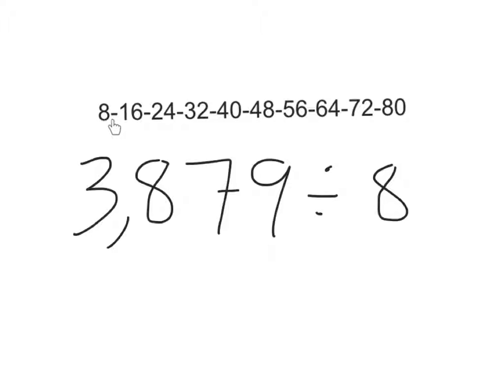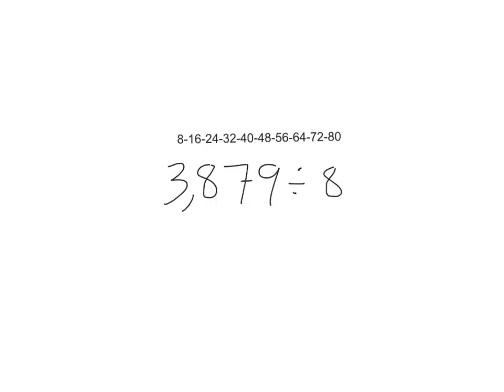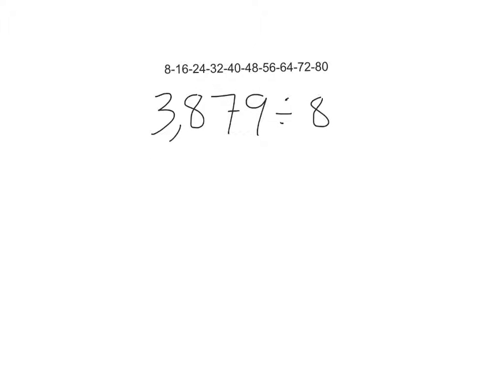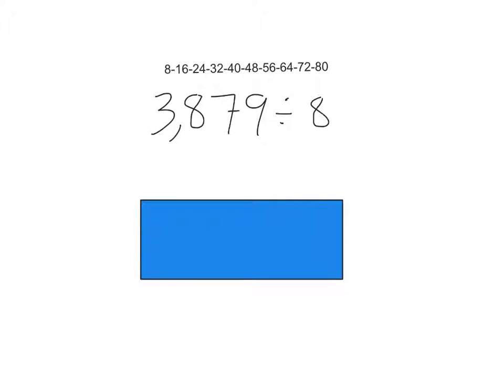And the very first thing we want to do is counting by the numbers 8, 16, 24, 32, 40, 48, 56, 64, 72, and 80. So I'm going to shrink this and give myself a little bit of room and make my very first area box.